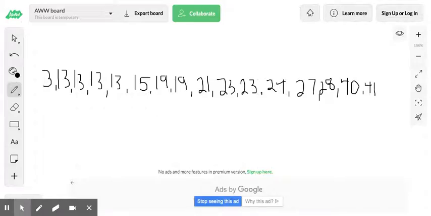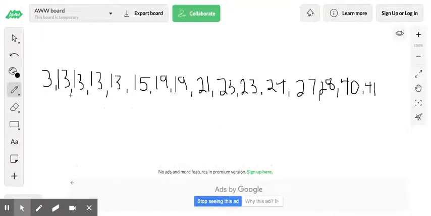So now we are going to be finding the median for Cleveland Browns points scored per game. So these are all the points they scored each game of the season. We got 3, 13, 13, 13, 13, 15, 19, 19, 21, 23, 23, 24, 27, 28, 40, and 41. So we need to find the median.